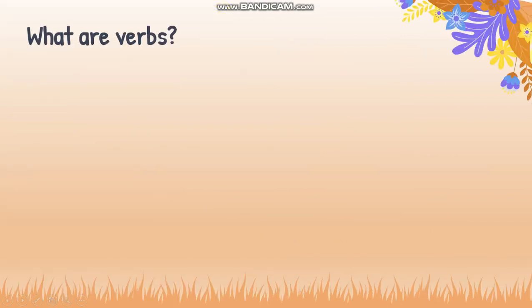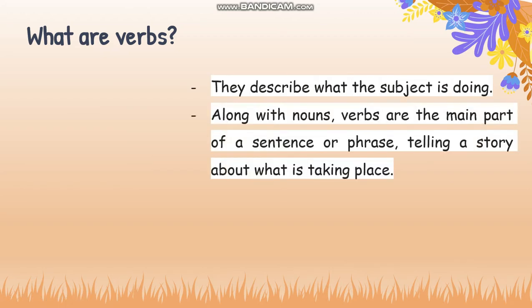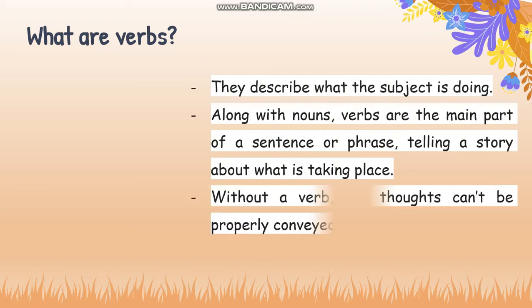So, what are verbs? Verbs are used to describe what a subject is doing. Along with nouns, verbs are the main part of a sentence or phrase, telling a story about what is taking place. And also, without a verb, full thoughts cannot be conveyed properly, meaning that without a verb, there is no complete sentence, which is understandable.